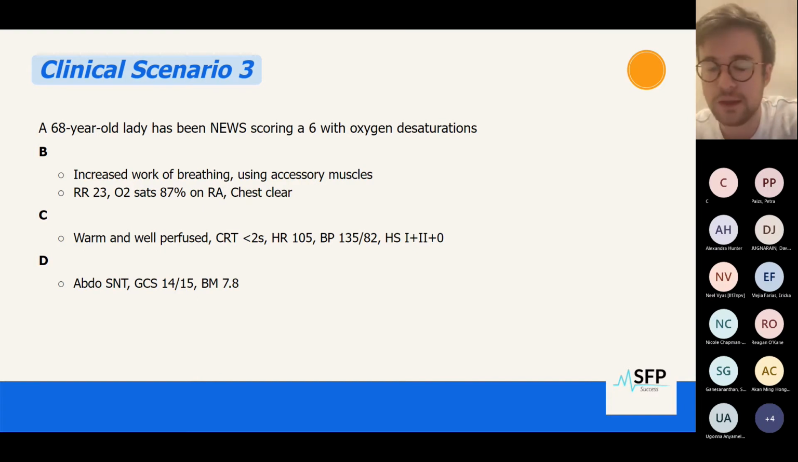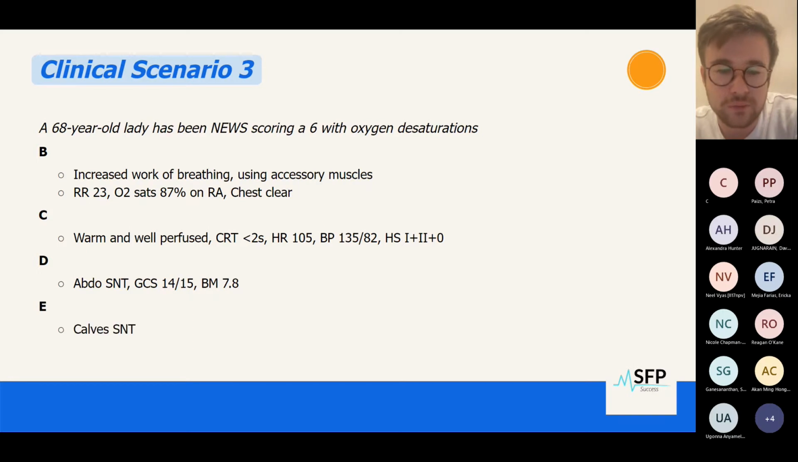I think in this case, for E, we've had a feel of the calves, which are soft and non-tender. There is some pitting edema, but the calves themselves are not painful. Okay, not painful. So at this point, you've done your A to E. You've given oxygen, and say you've done your A to E. You've taken a bit of a history.